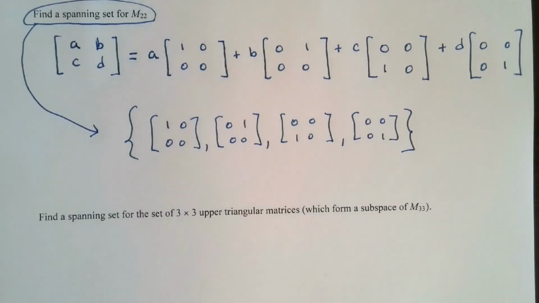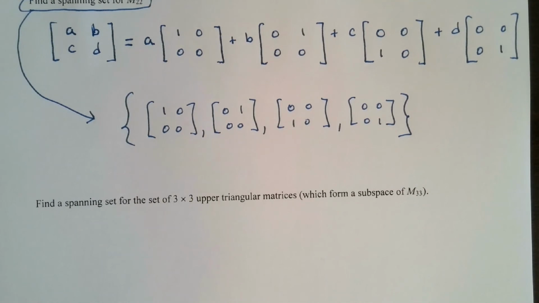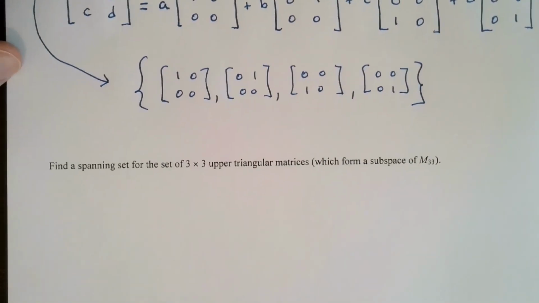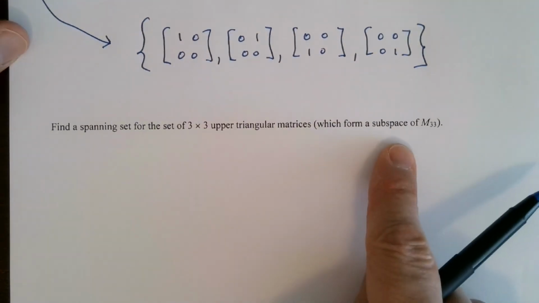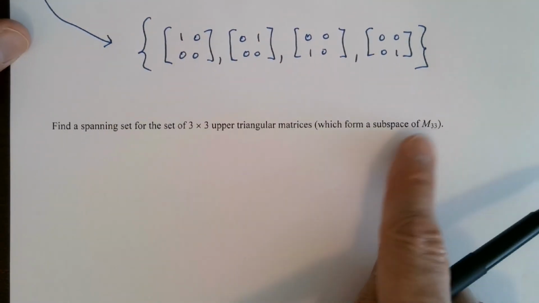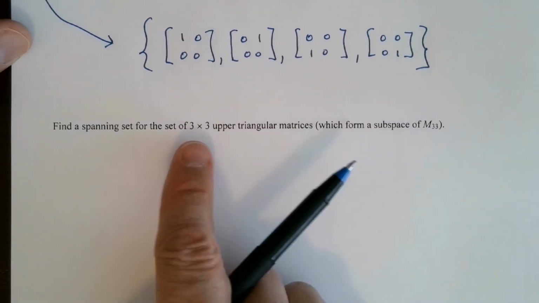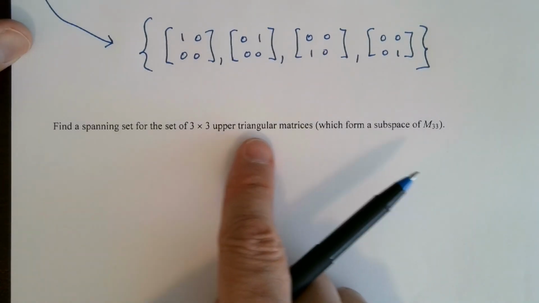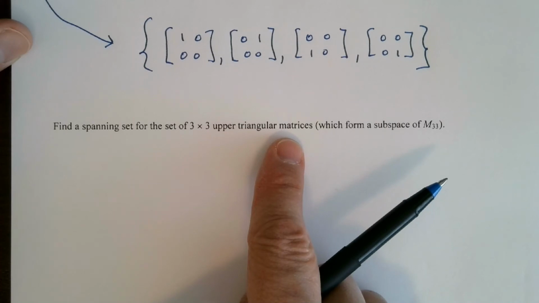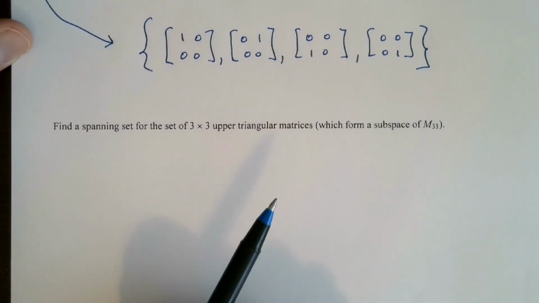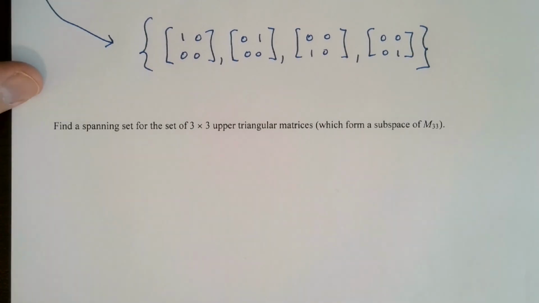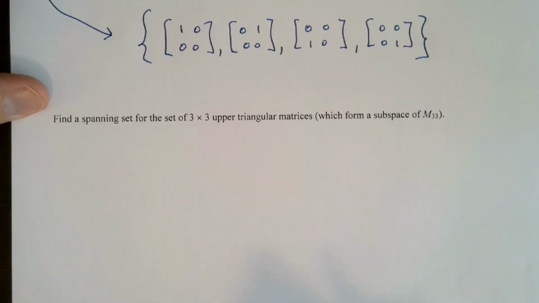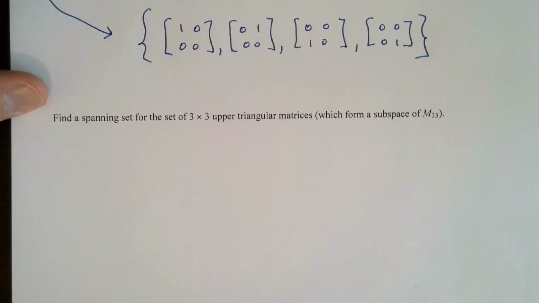We'll do one last one and then we'll go on to another video. Let's find a spanning set for 3 by 3 upper triangular matrices, which actually forms a subspace of M33. The reason it's a subspace of M33 is that if you add any 2 upper triangular matrices together, you get an upper triangular matrix, closed under addition. Scalar multiply any upper triangular matrix, you get an upper triangular matrix, closed under scalar multiplication.